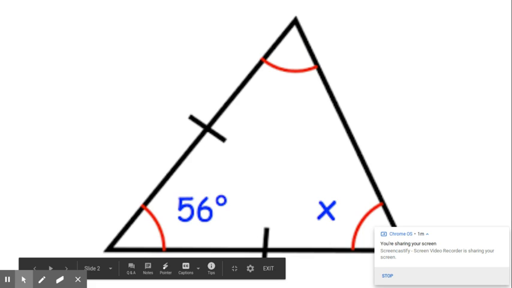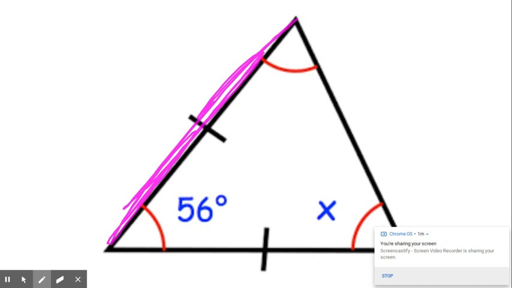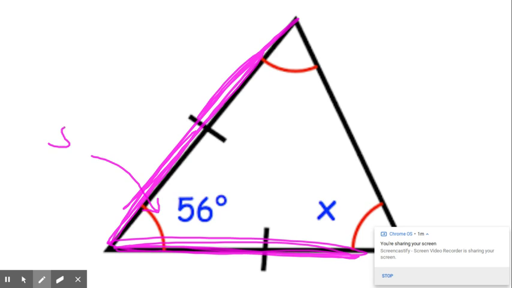On the next one, now they took that thing and they rotated it on me. It doesn't change the fact that these are still the legs because they have the tick marks. So this is a leg, and this is a leg, which means this is the vertex angle. That's the one angle that's not the same as the other two. So that means these two are congruent. So if I throw that tick mark there on that arc, I know they're congruent to each other.